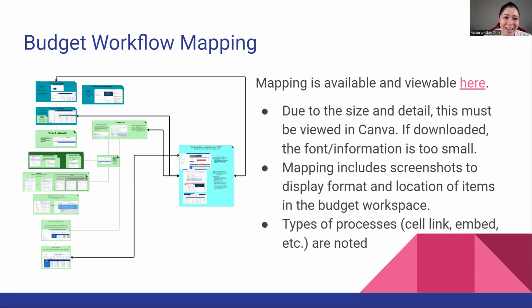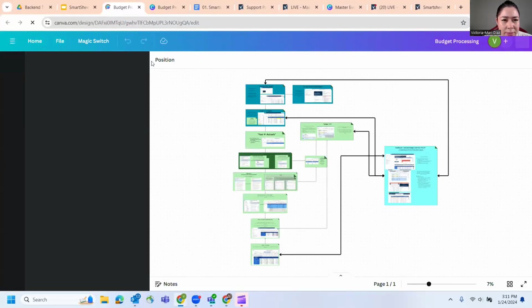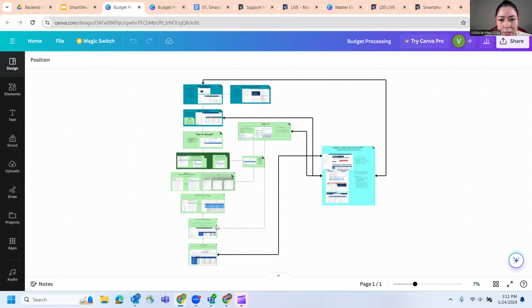Again, what we're going to look at today is just the mapping, okay? This mapping is quite large. You can start to see here on the side. So I'm going to be using Canva to look through it. And this mapping also includes information for cell links, embedding, etc. So go ahead and open up the Canva link. Let me go ahead and close this.